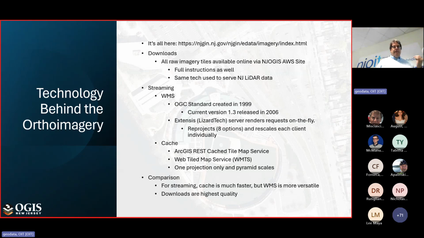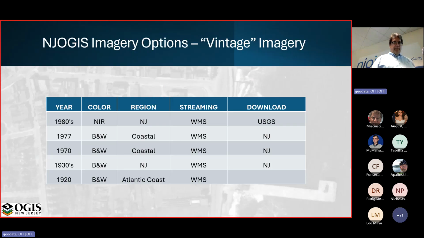But the services that use the cache imagery are the ArcGIS REST cache map tile service, easy to say, and the web tiled map service, WMTS, which is kind of like the new version of the old WMS, the OGC standard. In comparison, the cache stuff is really fast. The WMS is a little more versatile, and your highest quality is going to be from your downloads.